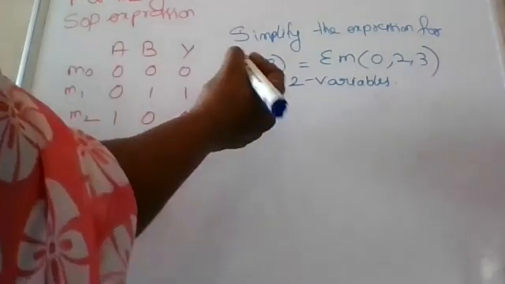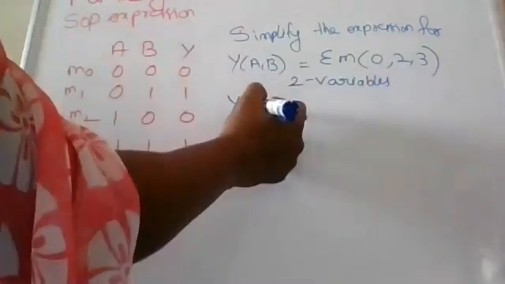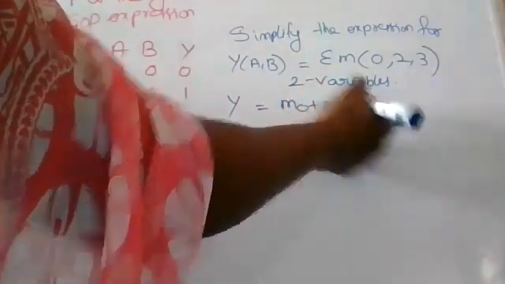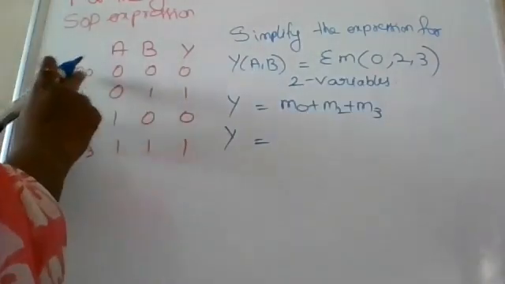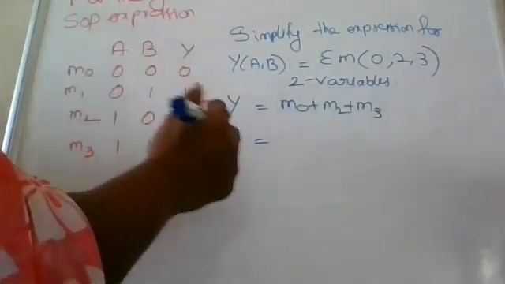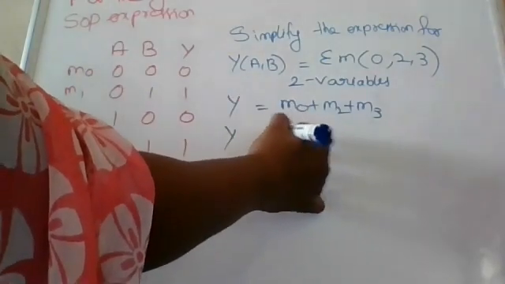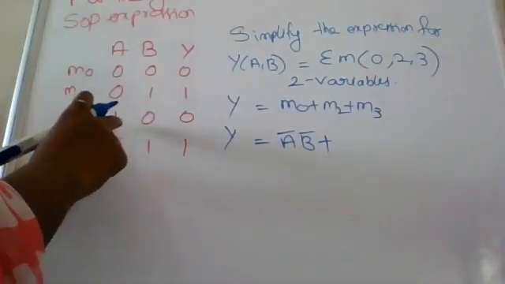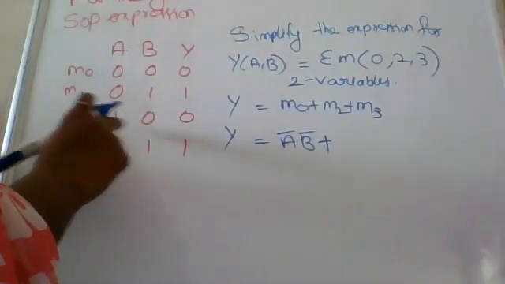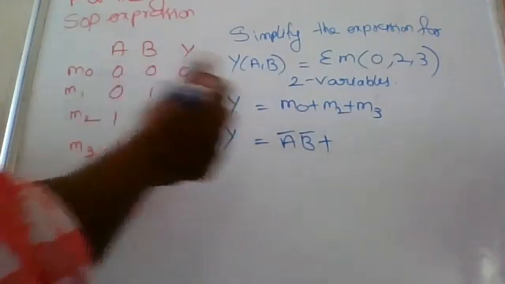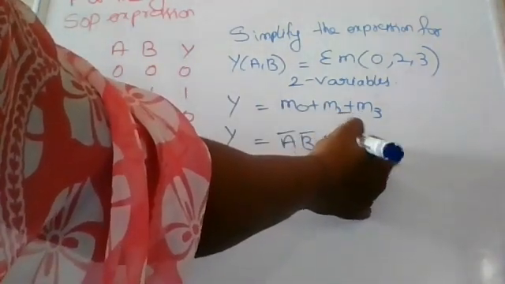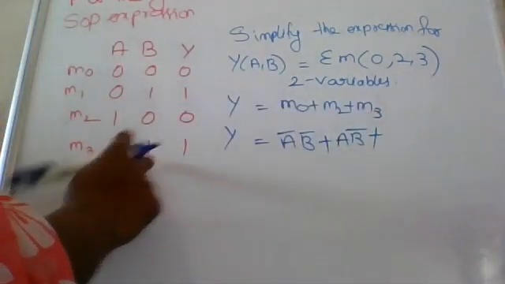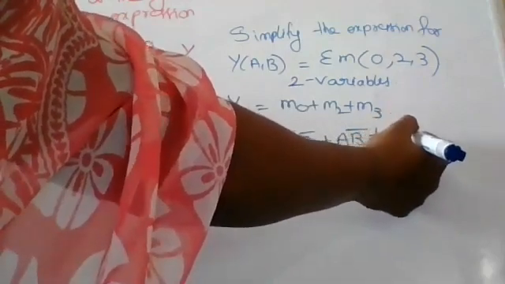So for these two variables, Y equal to, what are the minterms? 0 means m0, plus 2 means m2, plus 3 means m3. So Y equal to m0, here A equal to 0, B equal to 0, so A equal to 0 means A bar, B equal to 0 means B bar. Here m2, A 1, B 0, that means A same, B means B bar. Plus what is the m3? A equal to 1, B equal to 1, so that means AB.